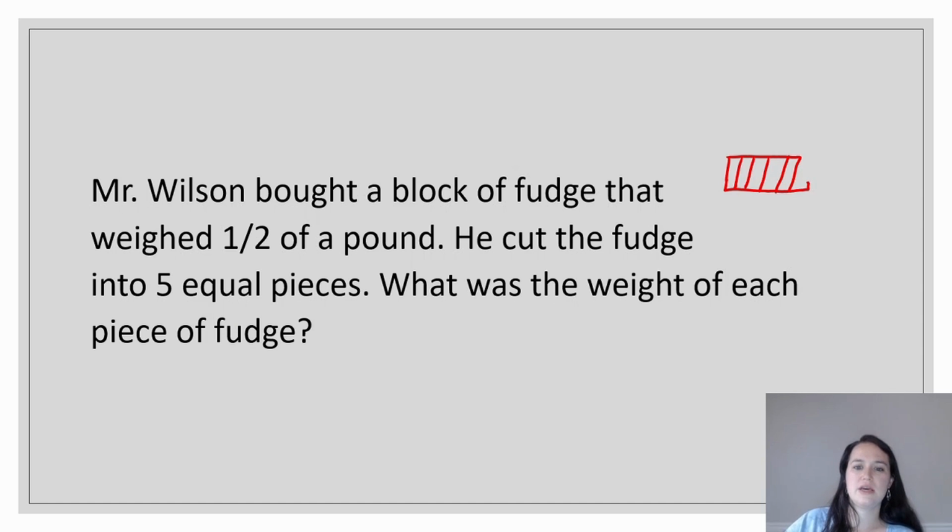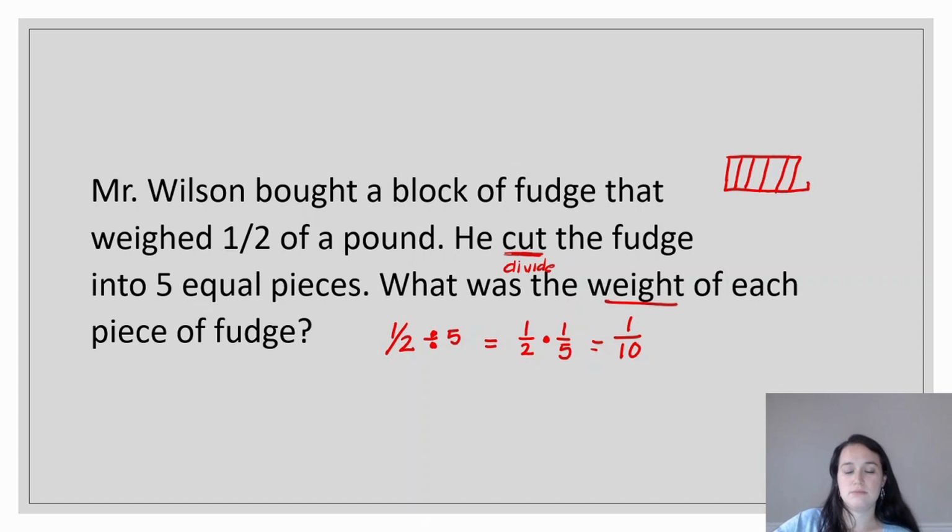So he cut the fudge. So cutting is like your keyword here because he's dividing it. So I've got 1/2 divided by 5. So keep the first one, change your sign, flip the second one. Okay, and that's from our dividing fractions video. So I've got 1/10 is the weight. So let's see, this was a pound, right? 1/10 pound of fudge.